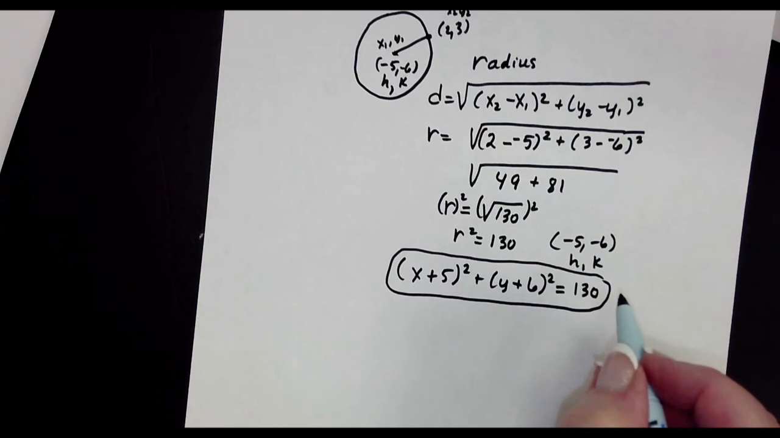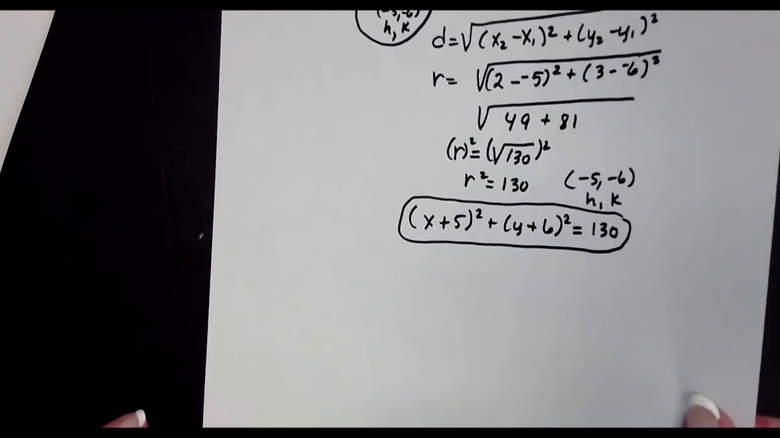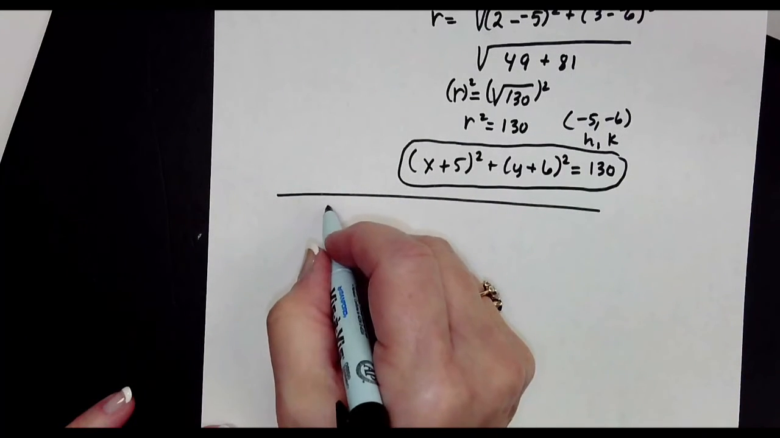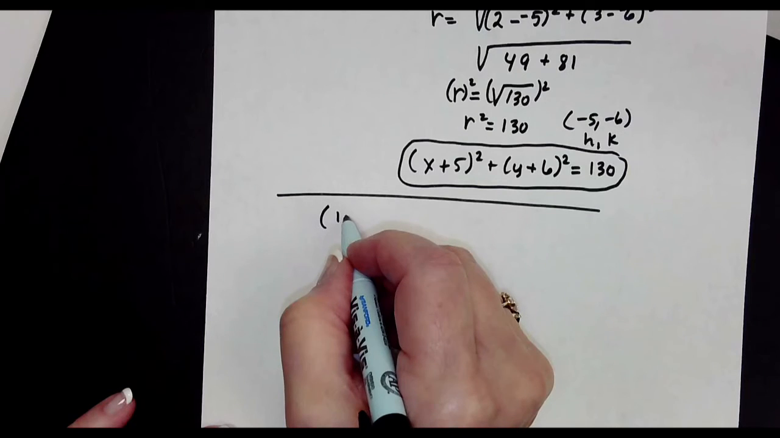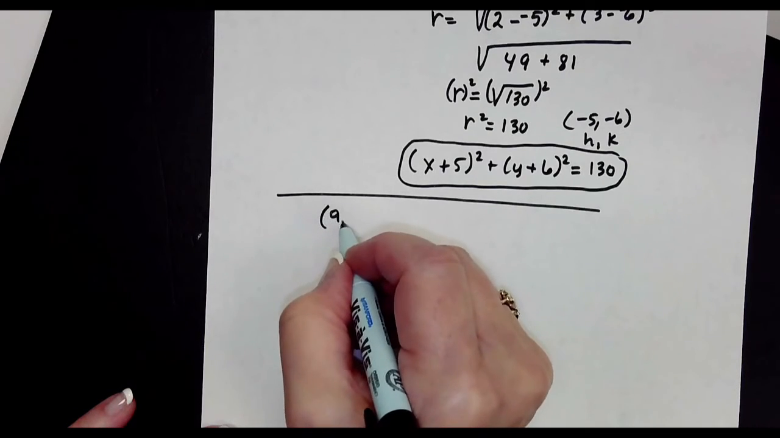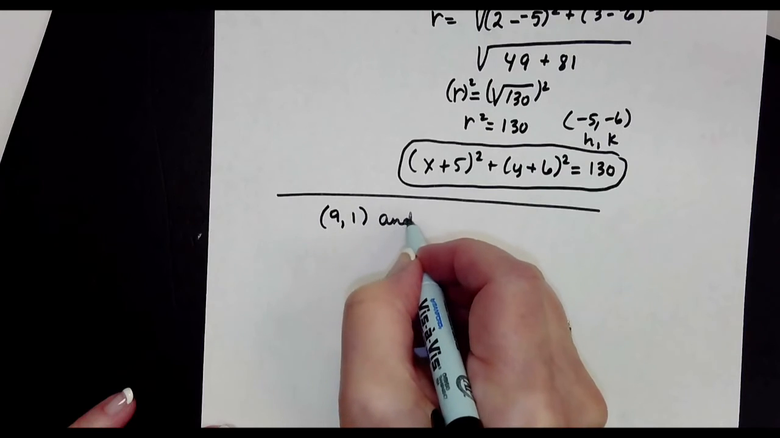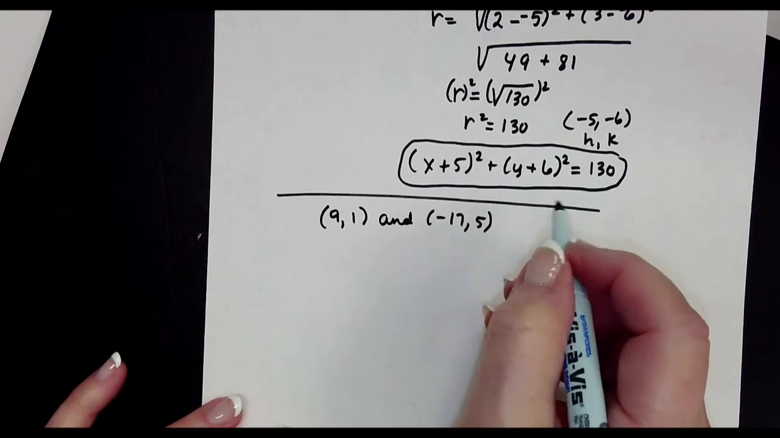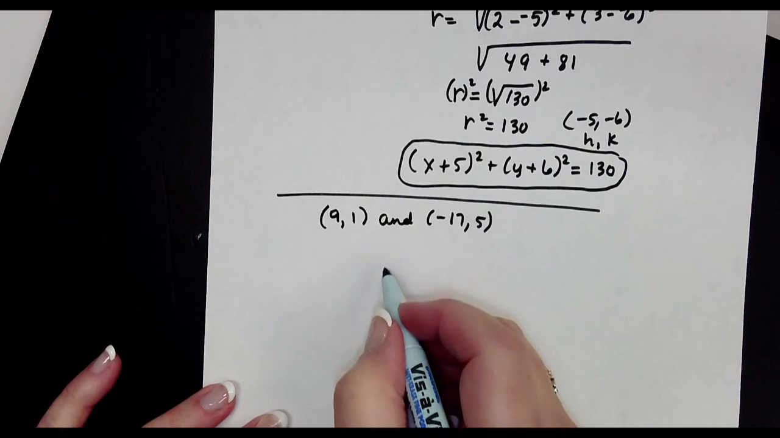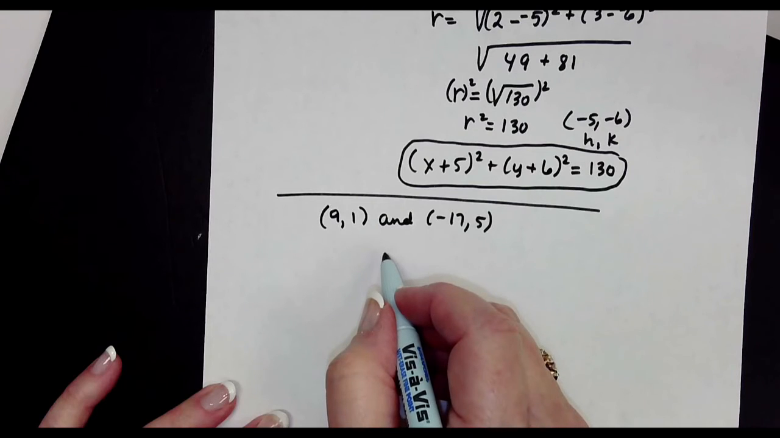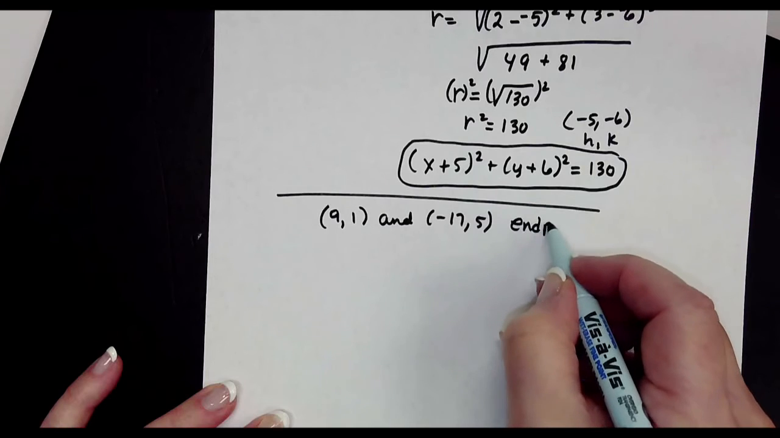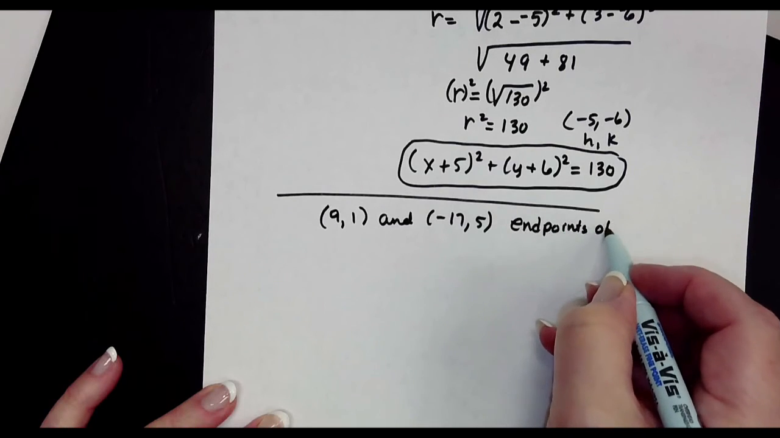Okay, let's try this one. They're going to give the endpoints of the diameter. So we have 9, 1 and -17, 5. Okay, we're doing this one together. Okay, so basically what do we have? We're trying to find the circle given these conditions where these are the endpoints of a diameter.